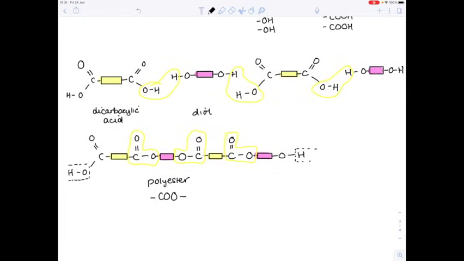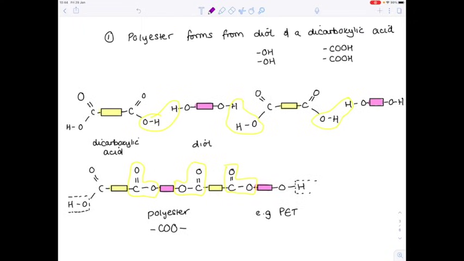Now, very specific examples given in the specification include PET, which is a polyester. You don't need to know what PET stands for. You could be asked to draw that, and it would be more than fine for you to draw what I've just drawn here, because after all, it is a polyester. So I'm just going to write that here, e.g. PET. Now, one thing I wanted to point out with PET, it's just a random part of the spec, is that it can be converted back into its original monomers and be re-polymerized.